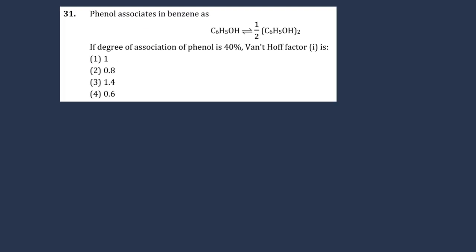Next, the question is: phenol associates in benzene as per this equation. If the degree of association of phenol is 40%, the Van't Hoff factor i is? Association means the Van't Hoff factor is less than 1. So less than 1, we have two options here. One is 0.8, another is 0.6. Then which is correct, we will select now. Then how to solve this one?